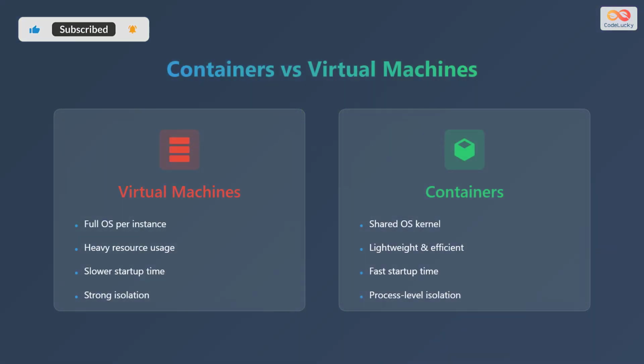Let's compare containers with virtual machines. On the left, we have virtual machines. These have a full operating system for each instance, lead to heavy resource usage and slower startup times, but offer strong isolation. On the right, we have containers that share an operating system kernel, are lightweight and efficient, offer fast startup times, but have process-level isolation.